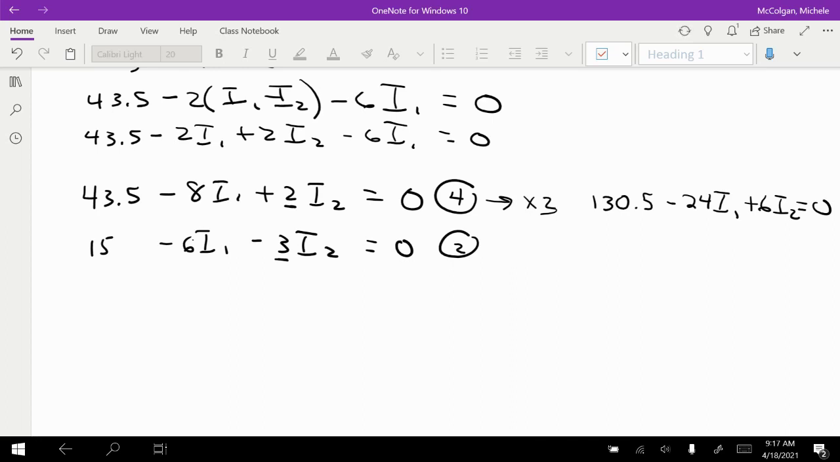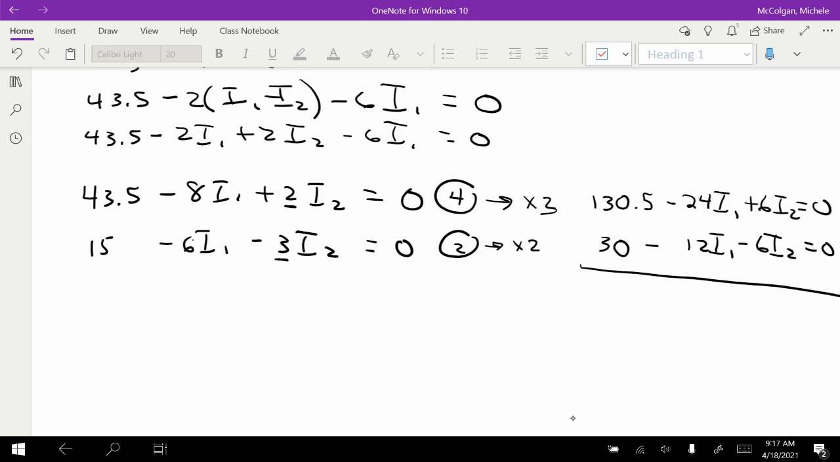For the second equation, I need to multiply that by 2. So multiply this by 2, and I get 30 minus 12I1 minus 6I2 equals 0. All right, so just double checking. 130.5 minus 24, plus 6, yep, and then 30 minus 12 minus 6. All right, that looks right.